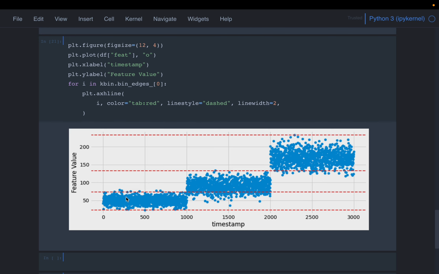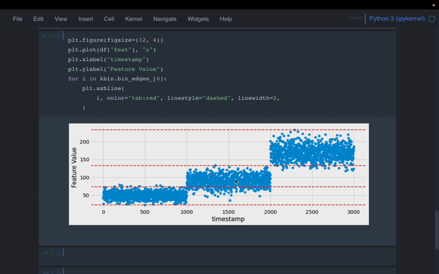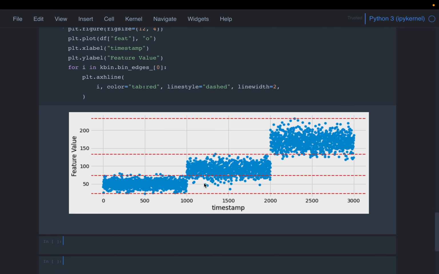Now the points in the middle are clearly assigned to the groups they should be, and because of this overlap we have some points, for example these points, that even though they were generated as part of the second group, clearly belong to the first group. So the model is able to divide this data clearly into three bins.